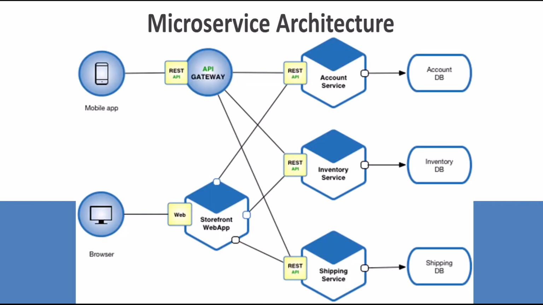Now, in this microservice architecture, you can see a mobile app or web browser communicating via APIs, and internally there are many microservices running, such as for account, inventory, shipping, and storefront, and each has its own database.